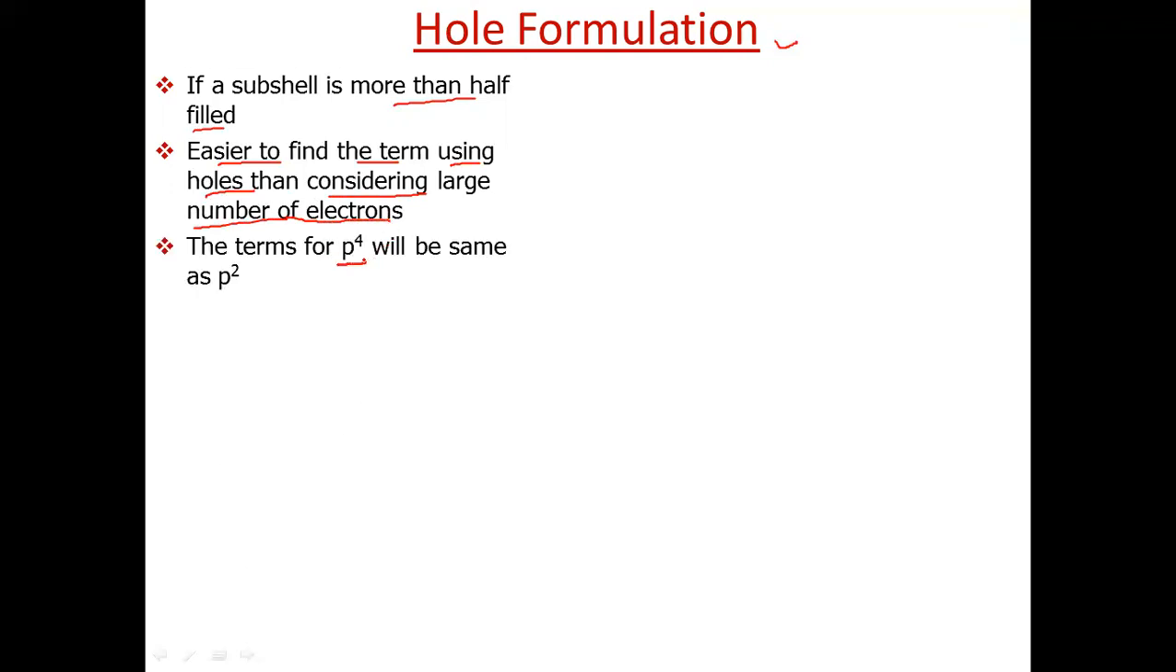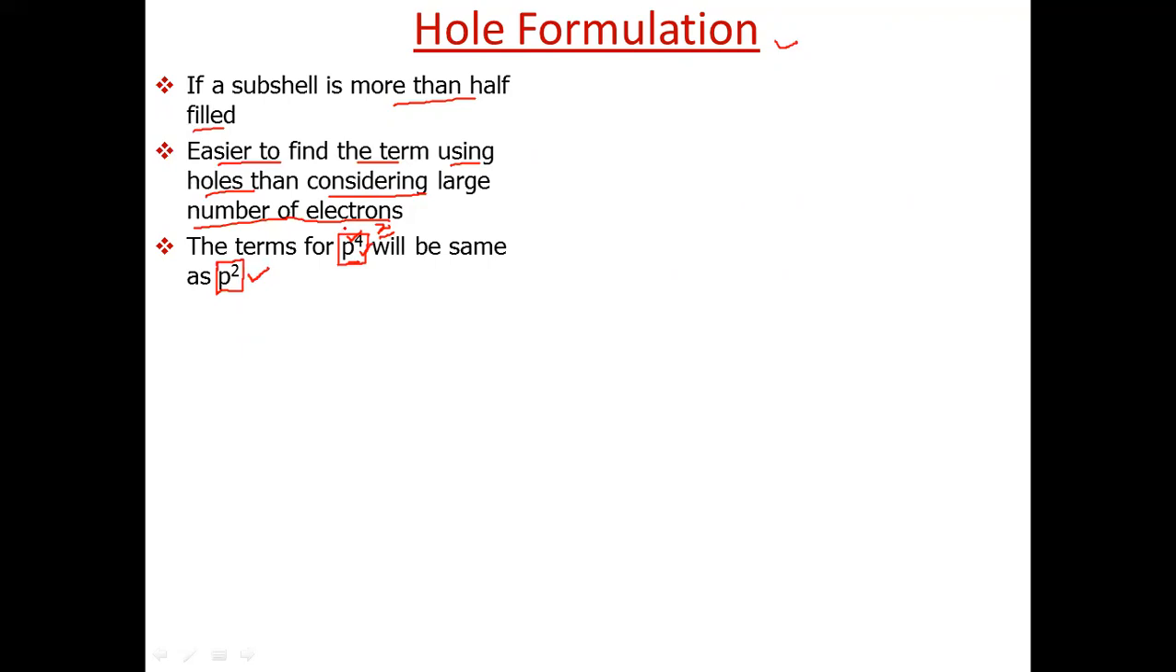Suppose we have to find the configuration of p4. p2 is easier to find, it has 2 electrons. Now p4 has 4 electrons, but we can consider that this system contains 2 holes. Holes means the number of electrons required to completely fill the orbitals. What is the maximum number of electrons that can come to a p orbital? It is 6. So already 4 are there. So how many are left? 2. So we can say it has 2 holes. So this p4 configuration will have the same term symbols as the p2 configuration.